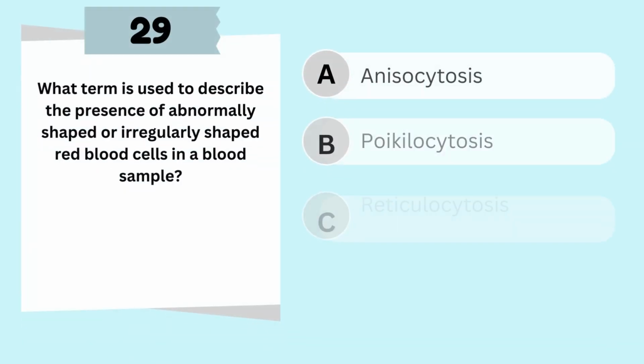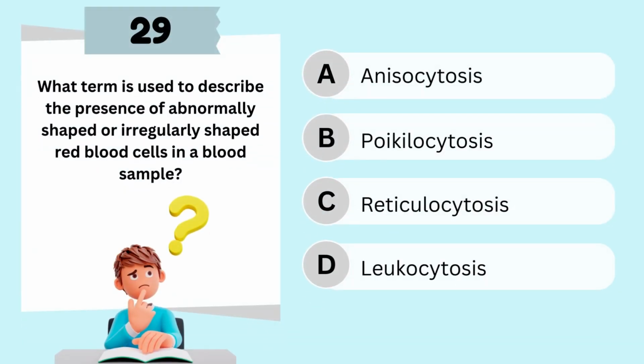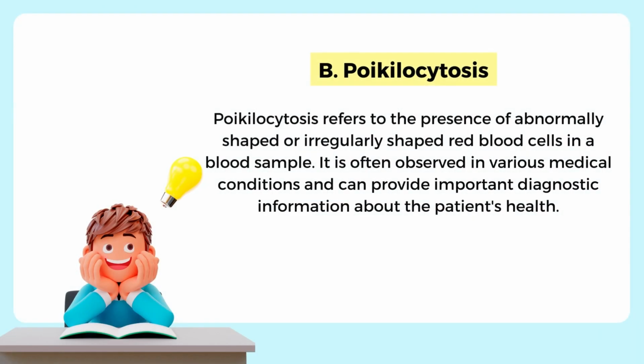What term is used to describe the presence of abnormally shaped or irregularly shaped red blood cells in a blood sample? The correct answer is B. Poikilocytosis.